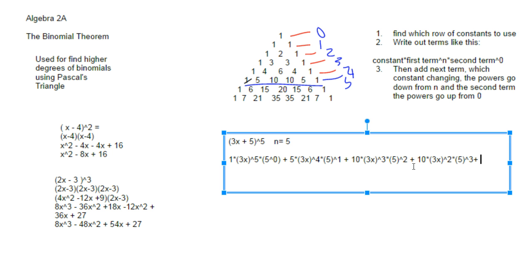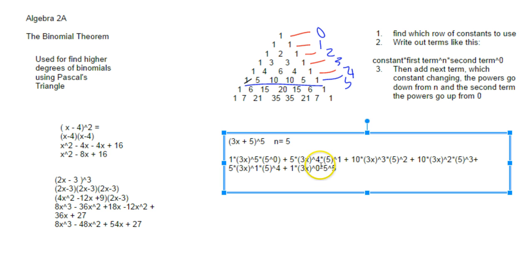Okay, then plus, then we go down to 5 again. 5 times 3x to the 1st times 5 to the 4th, and then plus finally the 1 times the 3x to the 0th power times 5 to the 5th.